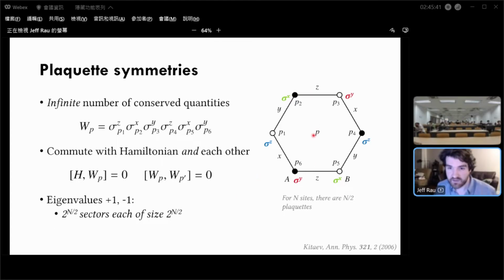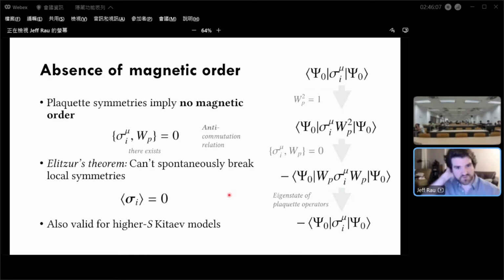Okay, and so for this geometry, if there are N spins, there's N/2 of these plaquettes, and so what we end up with is 2^(N/2) sectors. The Hilbert space breaks up into 2^(N/2) sectors, each of size 2^(N/2). Okay, and so this is just specifying whether each of these hexagons for this W_p operator, this plaquette operator, has a +1 or a -1. Okay. So this immediately tells you interesting things about the model. First off, just the model with this plaquette symmetry will tell you that it cannot magnetically order. So you know you're going to get something interesting.